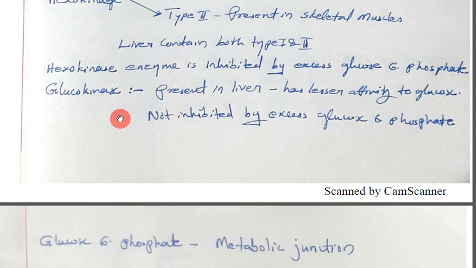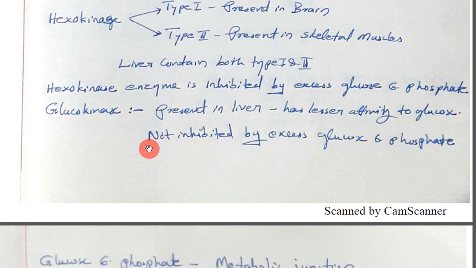That means the usage of this glucokinase is in the synthesis of glycogen. The first step in the glycogen synthesis is also phosphorylation of glucose into glucose 6-phosphate. So excess glucose in the liver or excess glucose in the blood is converted into glycogen in the liver with the help of this glucokinase enzyme. So that is why it is not inhibited by excess glucose 6-phosphate.